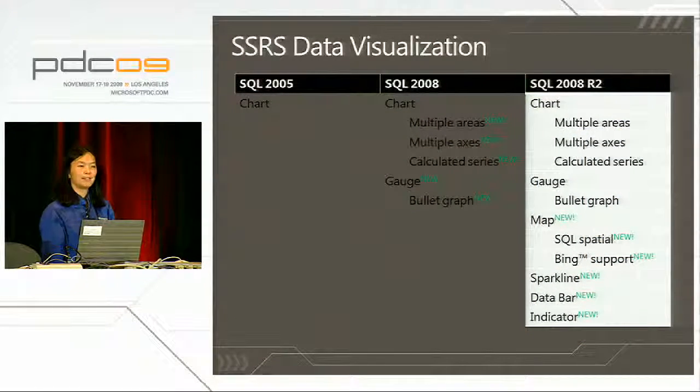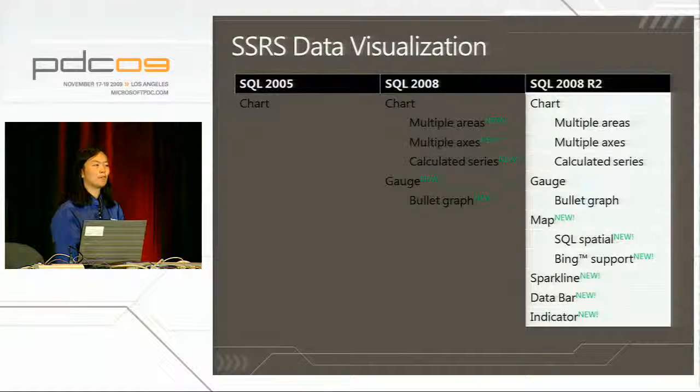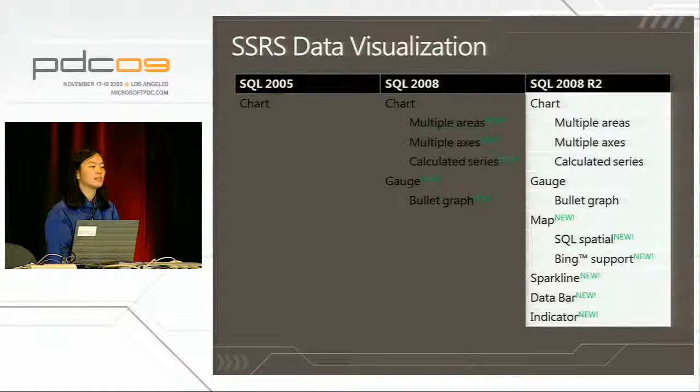All right, the next thing is we have done quite a bit of work in the data visualization space. In SSRS 2005, we have charts only. And in 2008, we improved our chart offering by having multiple chart areas, multiple axes, and calculated series, by basically implementing the Dundas charting engine into our product. We also added the gauge control as a report item in 2008. In this release, we have added the map as well as sparkline, data bar, and indicator.